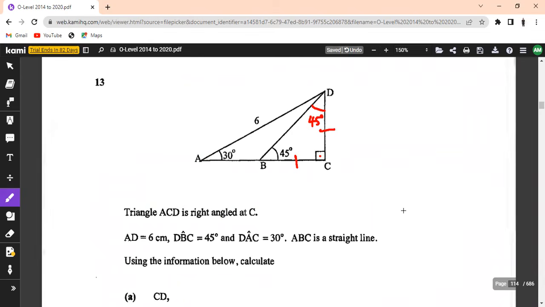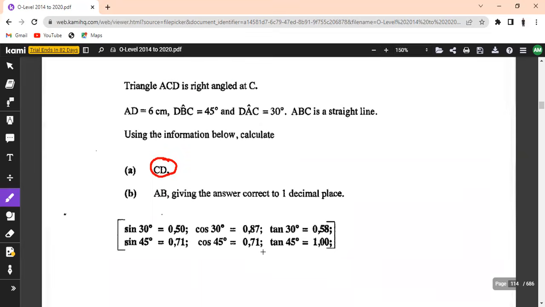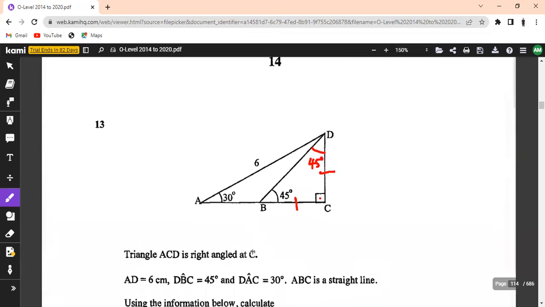Okay, then we are given A, B, C is a straight line, so which means these are angles on a straight line. Then use the information to calculate CD. So the first part is to calculate this distance from C to D. Okay, so as you can see from this smaller triangle BDC, there's nothing that we can use because we are just given angles only. We are not given any side. So it's going to be difficult for us to work with this because of the information that we have.